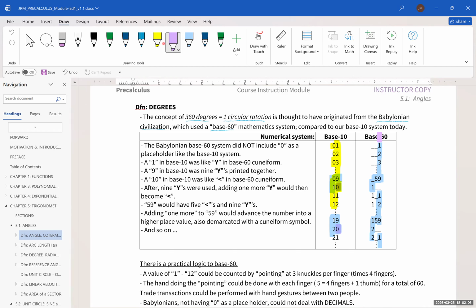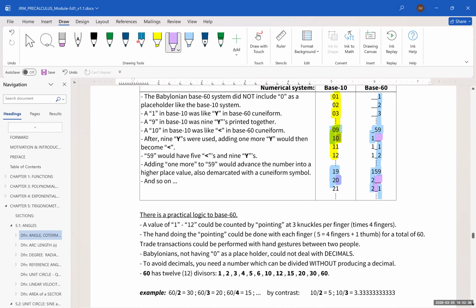The Babylonian base 60 did not have 0 as a placeholder. Okay, they do not have 0 as a placeholder. All right, so that seems awfully backwards, right? We're so used to base 10 and it's so convenient in a lot of ways. Why was this base 60 system developed?